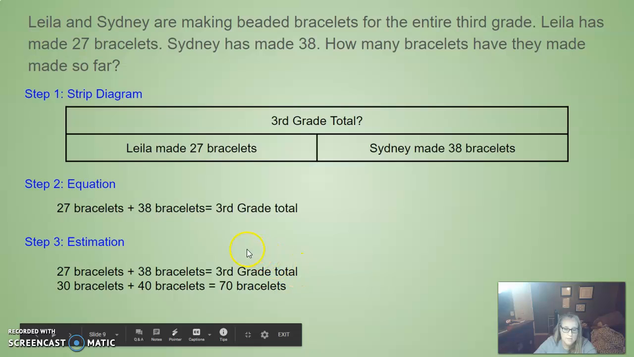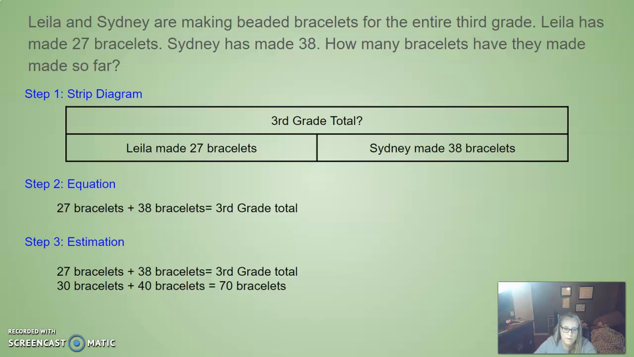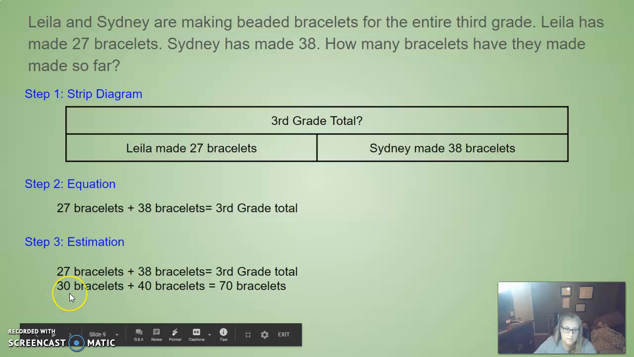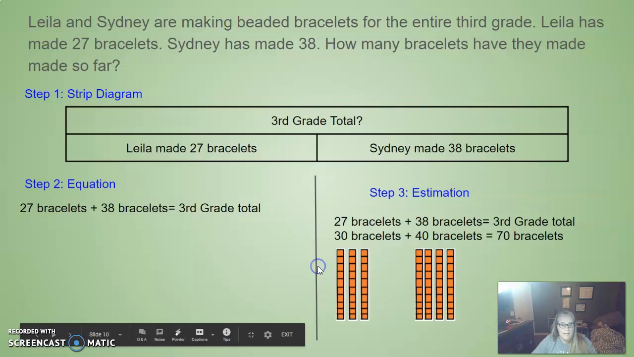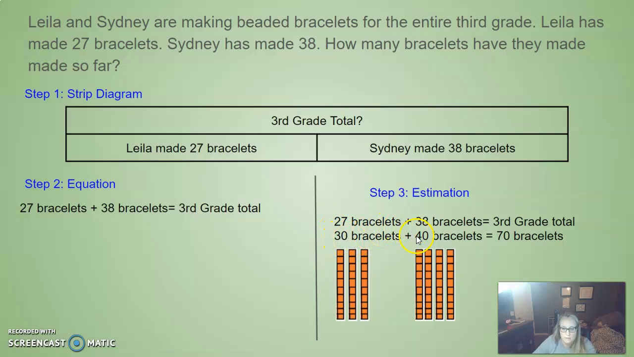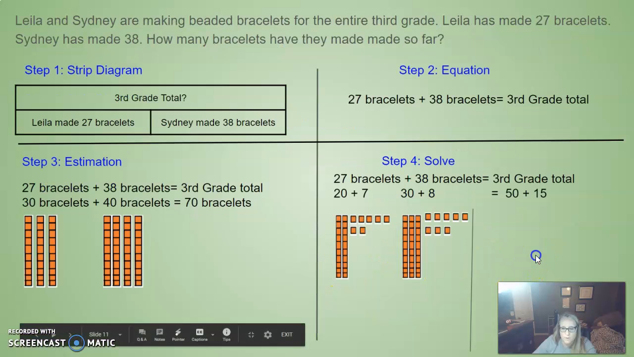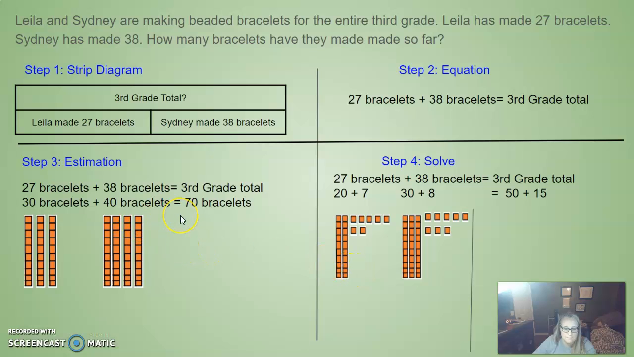The next thing I'm going to do is estimate. When I estimate, I use numbers that are easier for me to work with, and it's going to help me get to a reasonable answer. So I'm going to see if my answer actually makes sense. The first one I had was 27. Well, I know that 27 is really close to 30, so I rounded 27 to 30. And then I had 38, and I know that 38 is really close to 40, so I rounded it to 40. Now, when I add 30 and 40, if I have my base 10 blocks, here's my 30 and here's my 40, that's going to get me all the way up to 70.